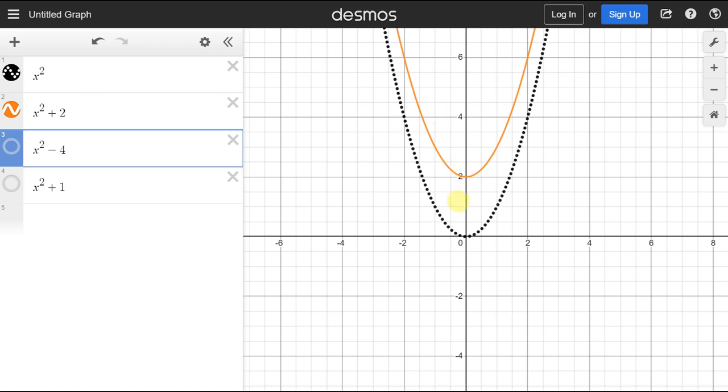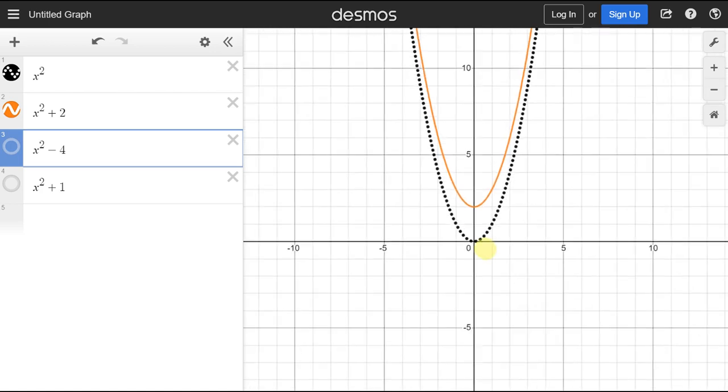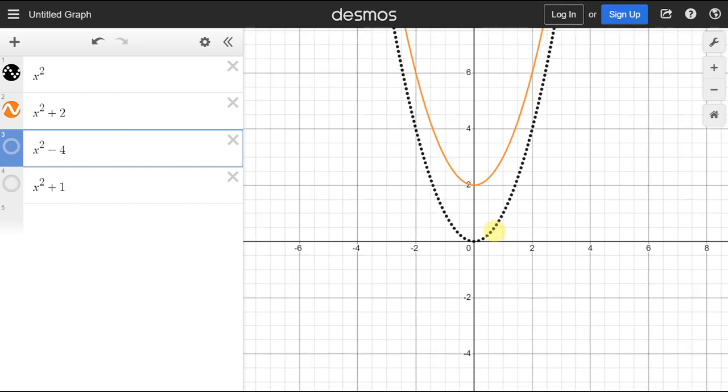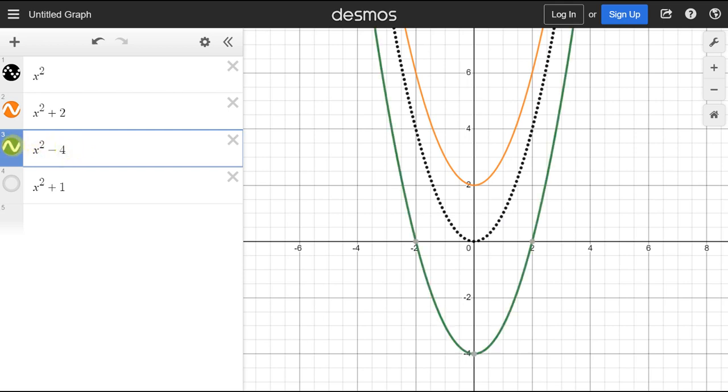But it still looks like x squared. So if I zoom out a little bit, that still just looks like x squared. It looks like it was just moved up. Okay, cool. So let's take a look at then, what about x squared minus 4? Okay, so I have a look at x squared minus 4. Now it looks like x squared has moved down 4 units.